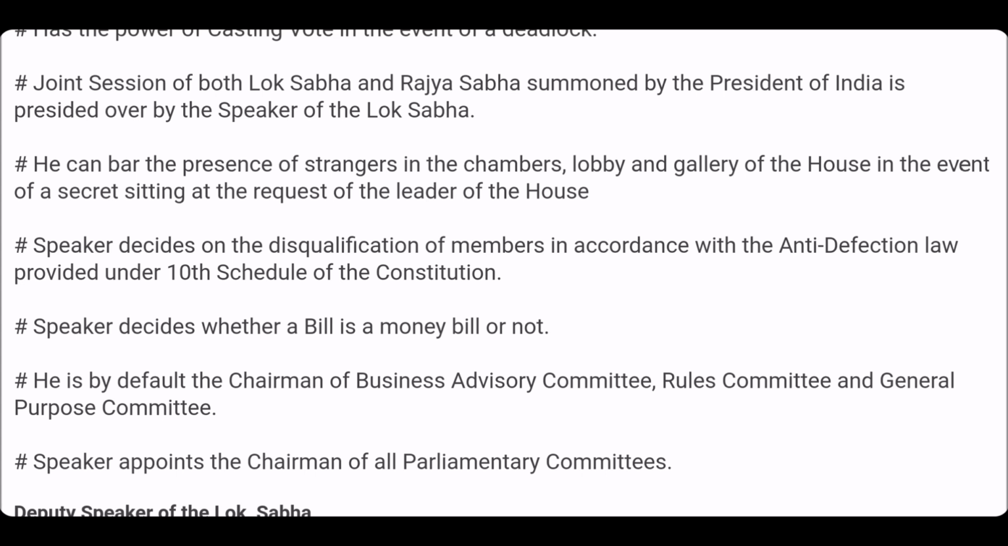So the Speaker has the power to consider and to remove a member of Parliament who has violated the 10th Schedule, or who has violated the anti-defection law. So obviously the Speaker has the power to decide the disqualification of a member under this law.